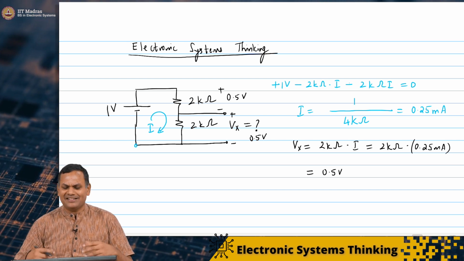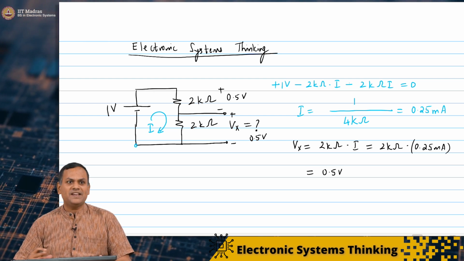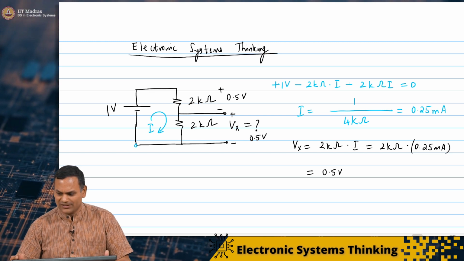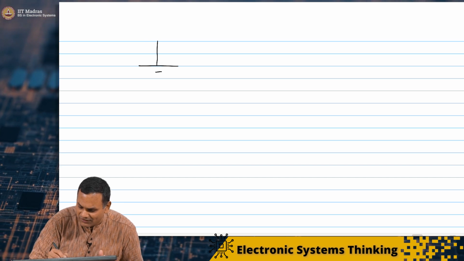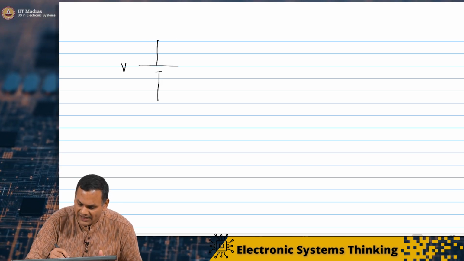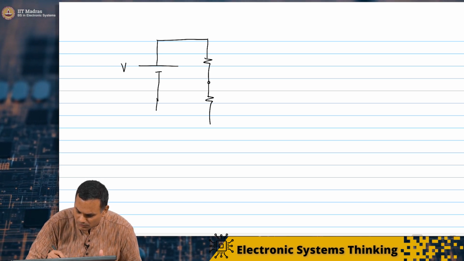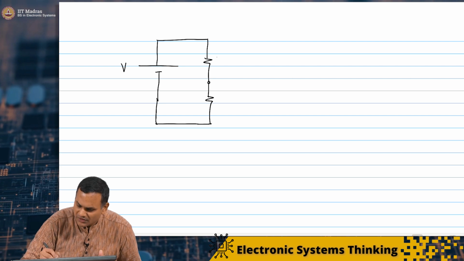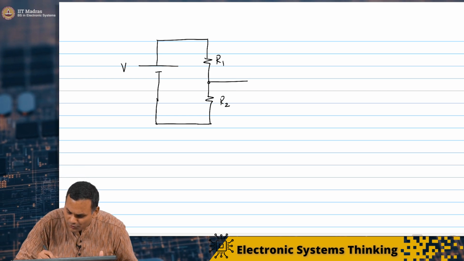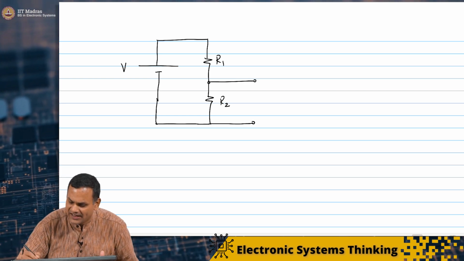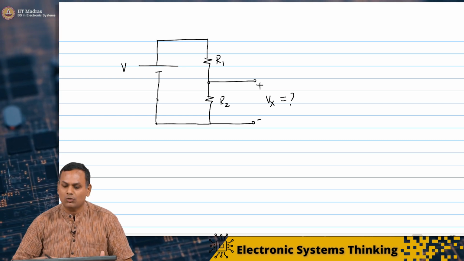But now imagine I decided to change this to some other resistance value. How would you find out? So, we need a more systematic way of doing this. So, what I am going to do is abstract it out. I am going to say that I have a voltage source V and I have two resistors, R1 and R2, and I want to find the voltage across one of these. Let us say I will call this the voltage across R2, and I want to find out what Vx is.